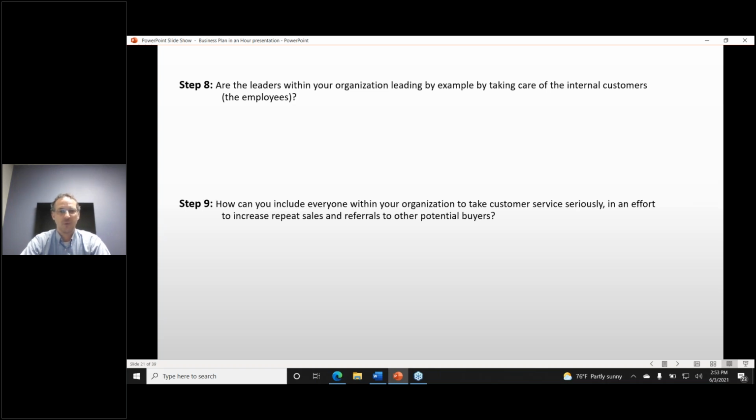How can you include everyone within the organization to take customer service seriously? It's not all about making more money, it's about retaining those that could potentially bring more revenue to you and your business. It's all in an effort to increase repeat sales and referrals to other potential buyers. If somebody has a bad experience, they're going to tell 10 people. If somebody has a great experience, they may tell 2 or 3. So what can you do to minimize the bad experiences, maximize the good experiences, and that comes through the customer care program and what we just covered.